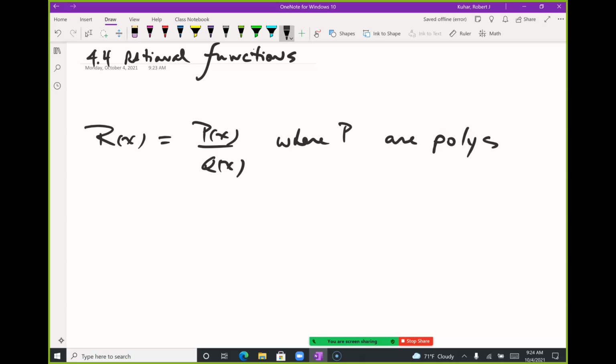So my P of x, my numerator, and my denominator are both polynomials, and Q of x does not equal 0, right? So I can't divide by 0. Again, you're going to be graphing these right away, and we really want to be careful of multi-terms. So watch out for multi-term numerators and denominators.